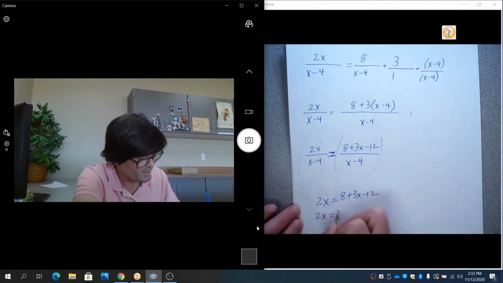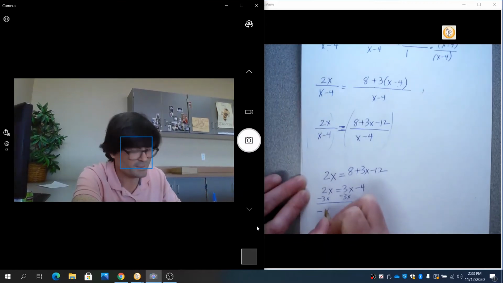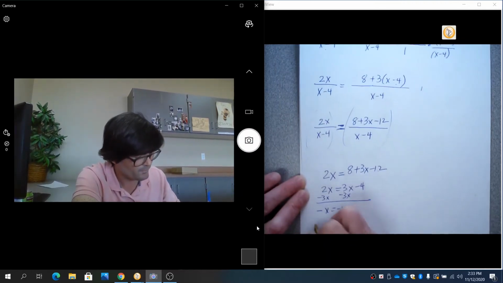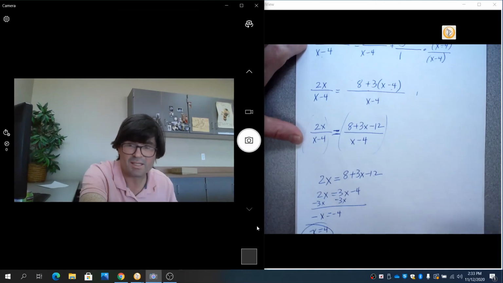2x equals 3x. 8 minus 12 is minus 4. Take away your 3x. Negative x equals negative 4, and that's x equals 4. And now you've got a big problem on your hands. That's the only answer I got.